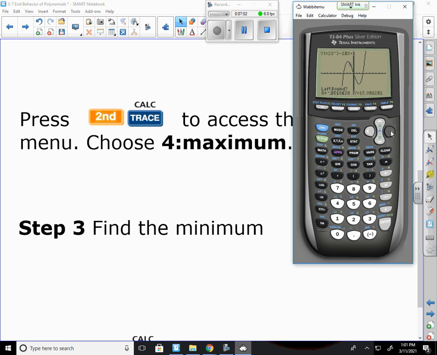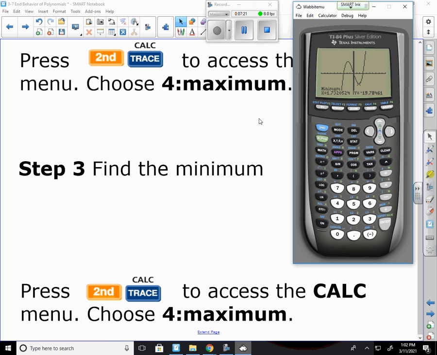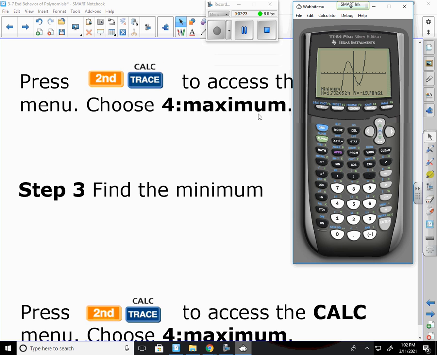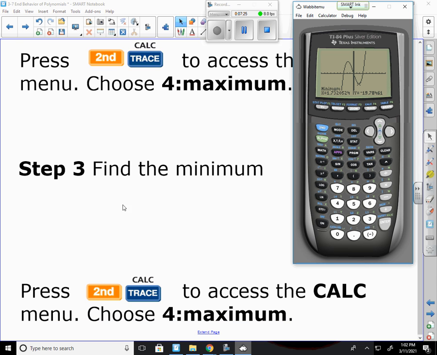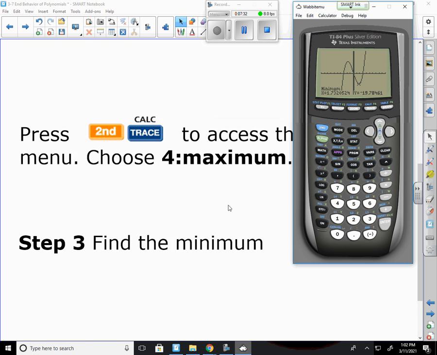I go to the left. You can see where this bottom hump is. So I go to the left of that, and then I go to the right of it. Click enter again, and it gives me 1.73. So my max was at -1.73, and my min was at 1.73. By the way, this for the minimum should be choose 3 minimum, not maximum anymore. And that's how we do it.